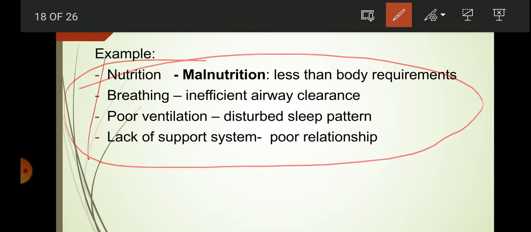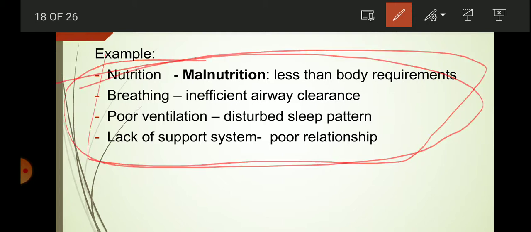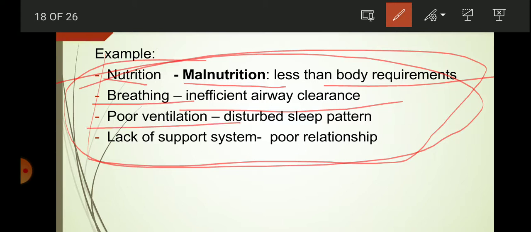Nutrition, these are your diagnoses. Nutrition, malnutrition, less than body requirements. Breathing, ineffective airway clearance. Poor ventilation is your disturbed sleep pattern. And lack of support system is poor relationship. Of course, you have to select first the breathing.